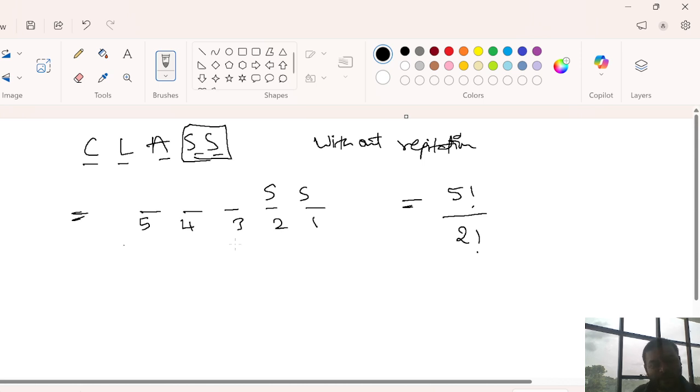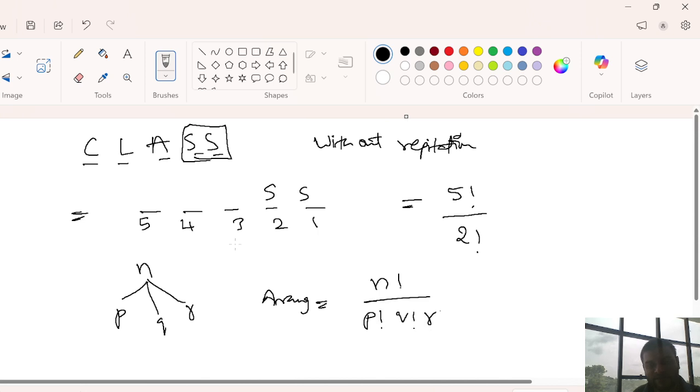When there are n things, out of which p things are alike, q things are alike, and r things are alike, the number of arrangements will be n factorial divided by p factorial into q factorial into r factorial, where p things are similar, q things are similar, and r things are similar.